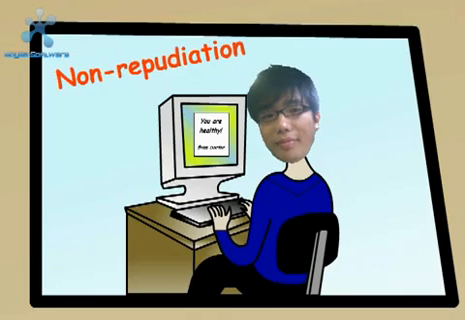Basically, non-repudiation prevents a sender or a receiver from denying a transmitted message. In other words, when a message is sent, the receiver can prove that the supposed sender was in fact the sender of the message. In the same way, when a message is received, the sender can prove that the supposed receiver did in fact receive the message.